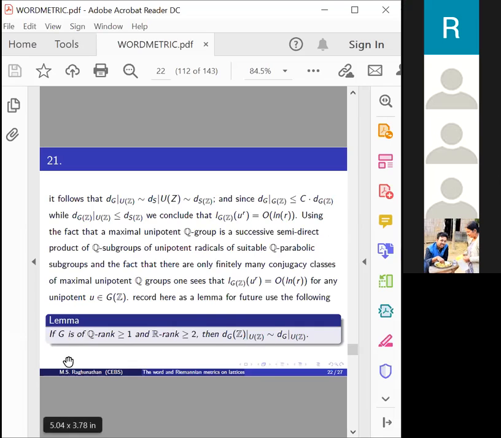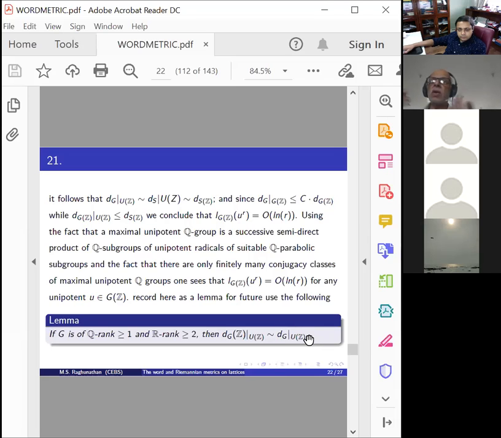Then here is a corollary. If G is of Q rank greater than 1 and R rank greater than 2, then dGZ, the word metric on GZ, restricted to UZ is equal to dG restricted to UZ. Sorry, Z should have been here. dG restricted to UZ is essentially the norm metric.